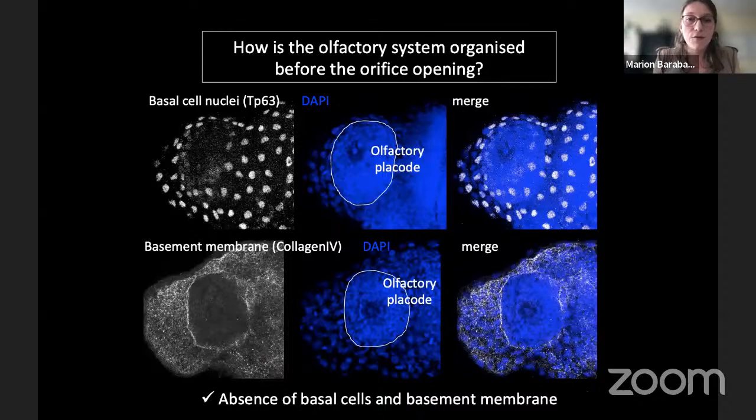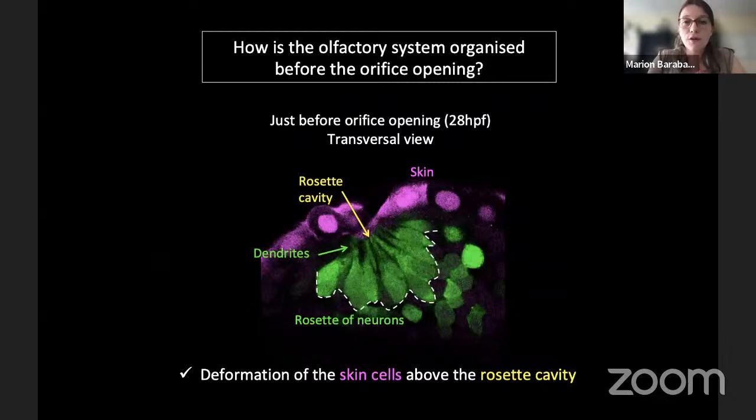We were surprised to see that both basal cells and basal membrane are completely absent above the olfactory placode. So the only remaining cell type of the skin present above the olfactory placode is the peridermal cells. From now on, I will talk about them as skin cells because they are the only component of the skin. Concerning the other component of the system, the neurons, how are they organized?